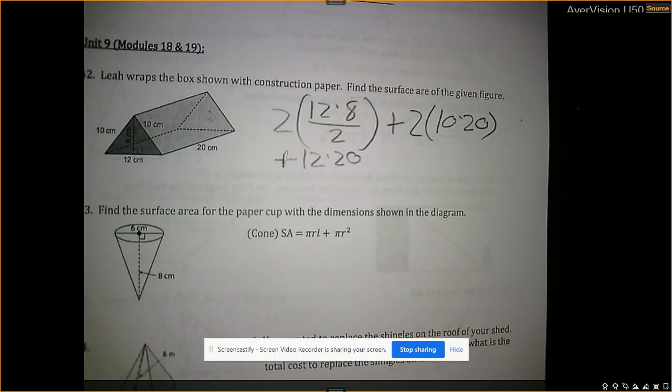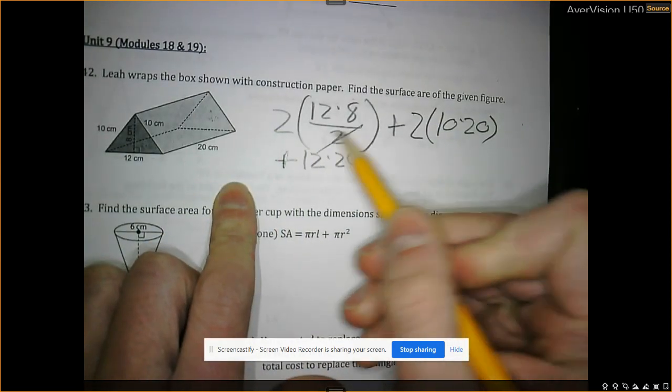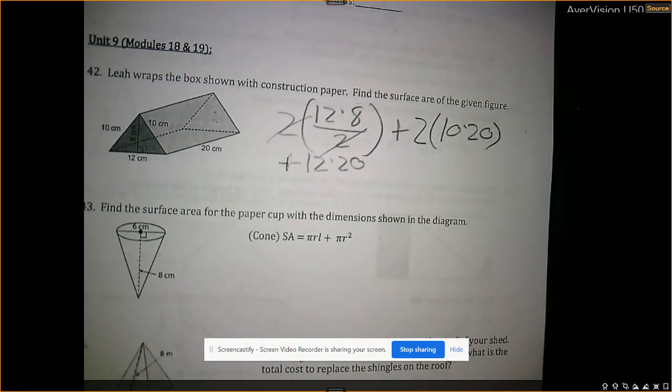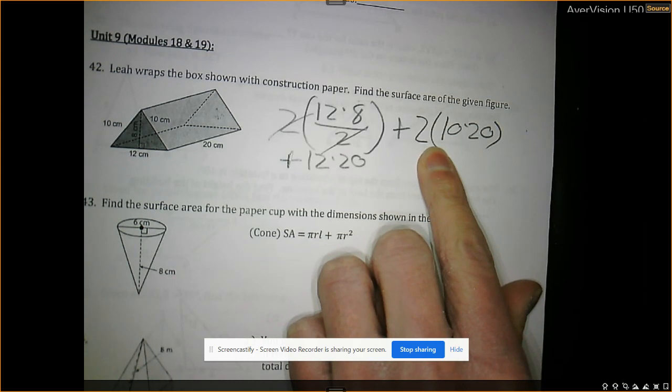Oops. 12 times 8, enter. The multiplying by 2 and dividing by 2 are basically going to cancel each other. So it is just 12 times 8, that's 96. Okay, plus 10 times 20 is 200. There's 2 of those, so that's like saying plus 400.